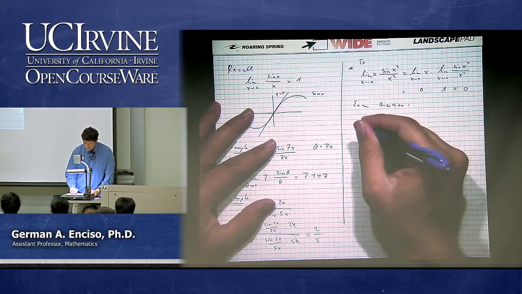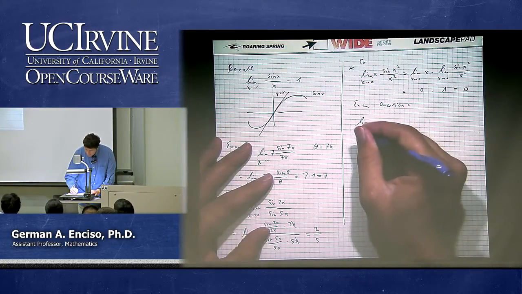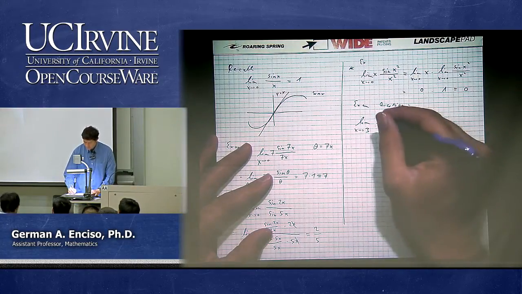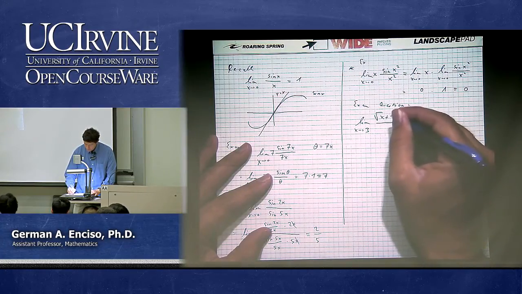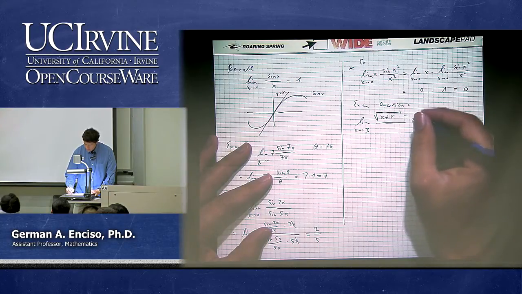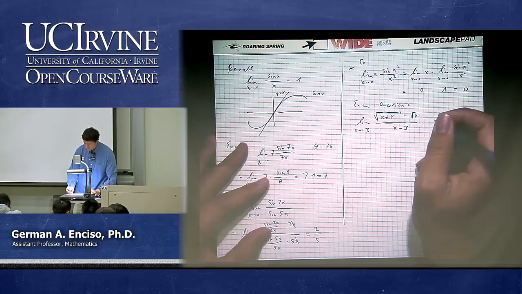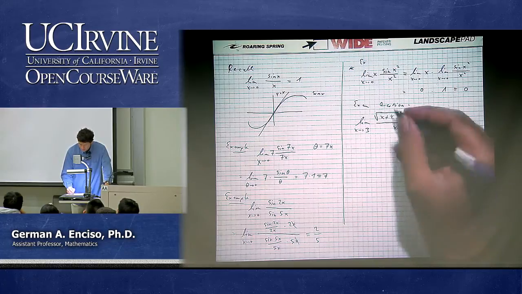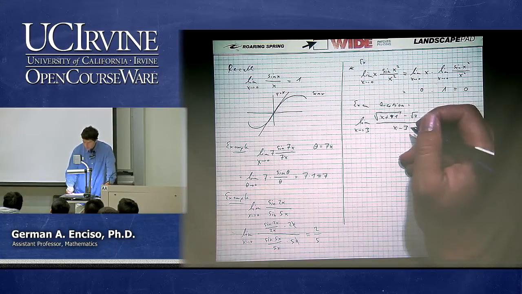So for example, the limit when x goes to 3 of, I think it was this, the square root of x plus 4 minus the square root of 4, divided by x minus 3. Oh, sorry, x plus 1. Yeah, okay, something like that.